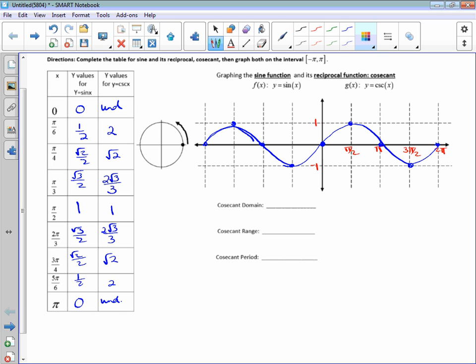So let's look at our values here. When I'm at 0, I get undefined for cosecant. What do you think that is on the graph? Asymptote, okay? Sometimes it's a hole, but with these, it is going to be an asymptote. So, at 0, I'm drawing an asymptote.